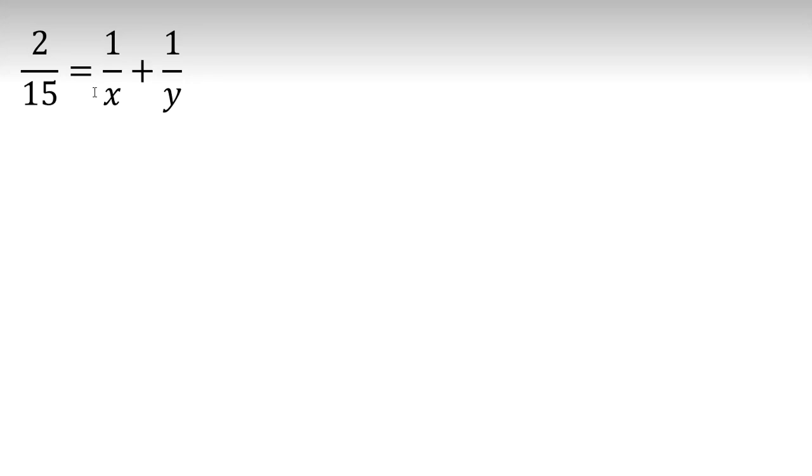2 over 15 equals 1 over x plus 1 over y. We want to find x and y, and the first thing we know is x and y are integers. So let's solve this problem. First, we should do something to get rid of denominators. Here we have 15, here we have x, here we have y. So it's good to multiply both sides by what?